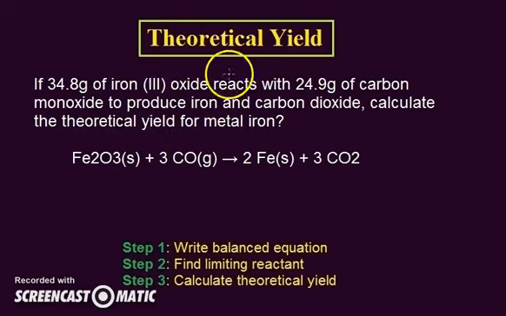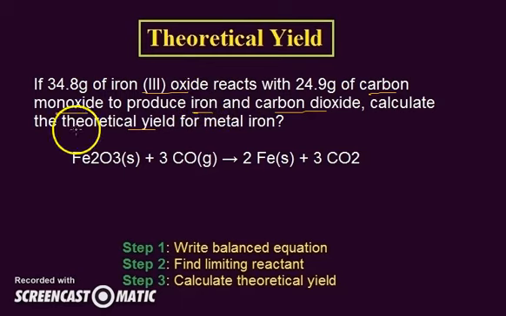In this session, I have taken another practice problem from theoretical yield. The problem is: if 34.8 gram of iron oxide reacts with 24.9 gram of carbon monoxide, they produce iron and carbon dioxide. The question says calculate the theoretical yield for metal iron.